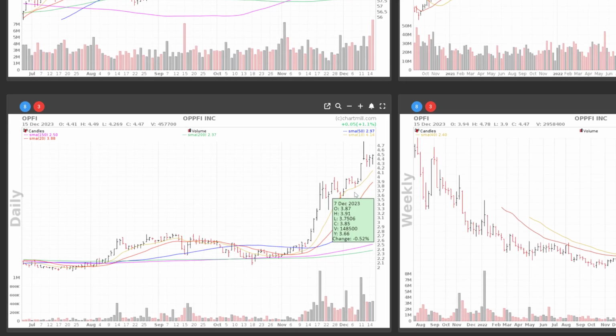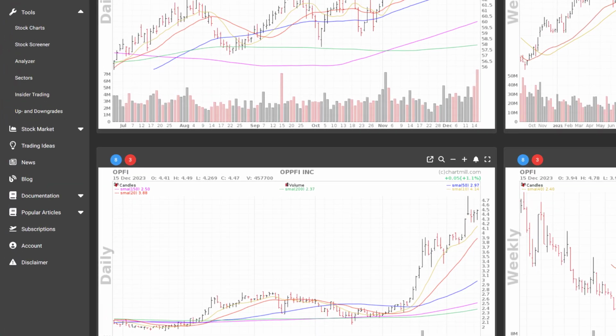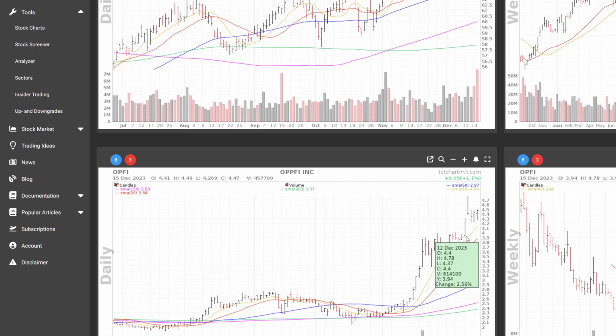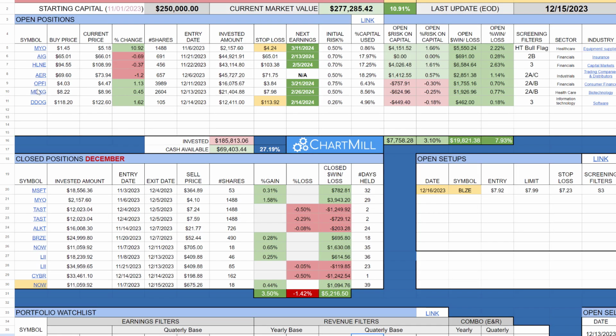Opvi, also one that is quite recent, since December 11. I entered it here just above 4, and it went up more than 10%. Also the next day, the change was only 2.56%, but look at that doji candle. But it stays strong, it stays above the 10 SMA. So I've already raised the stop loss to 3.84. Initial risk was 0.75%. And now it's minus 0.30%.